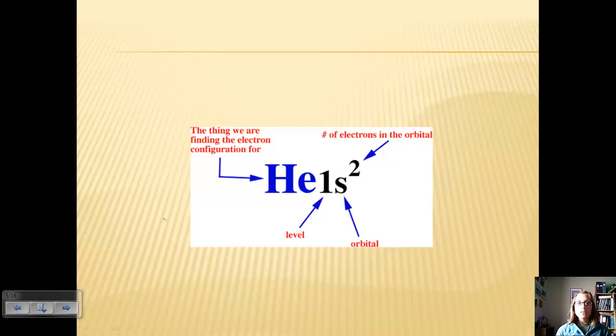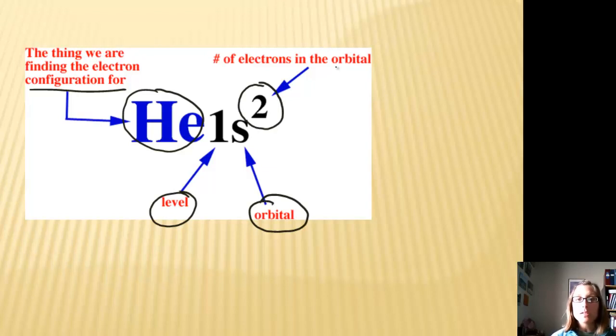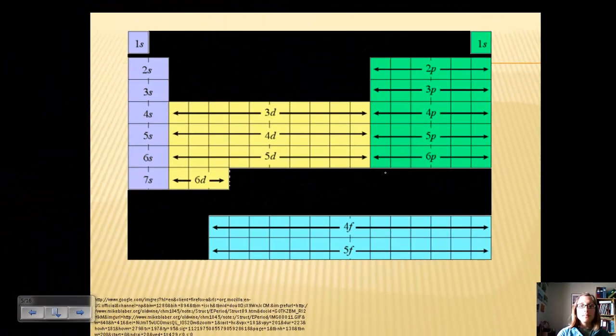In general, here's how you're going to write your electron configuration. You'll have your element symbol, whatever we are trying to find the electron configuration for. Your number will be your n, that represents your energy level. Your letter will represent the orbital, and this superscript is the number of electrons in that orbital only. S can only go up to 2. Since each orbital holds 2 electrons and there are 3 orbitals in P, we could have a total of 6 for P. We'll talk about that as we get there.